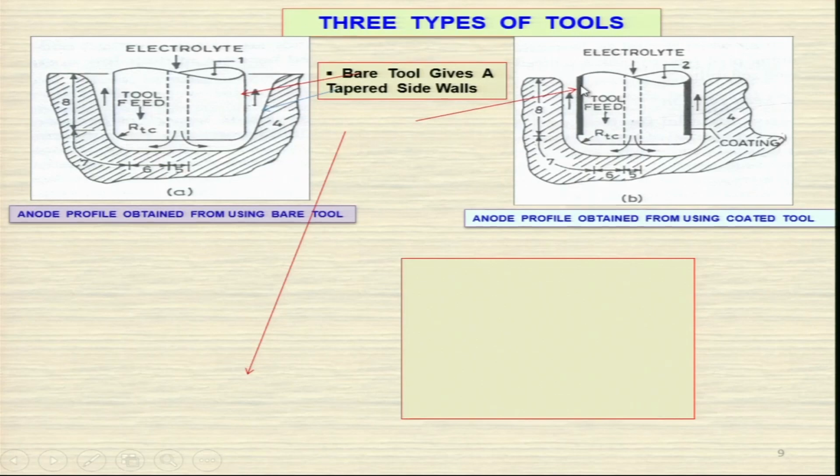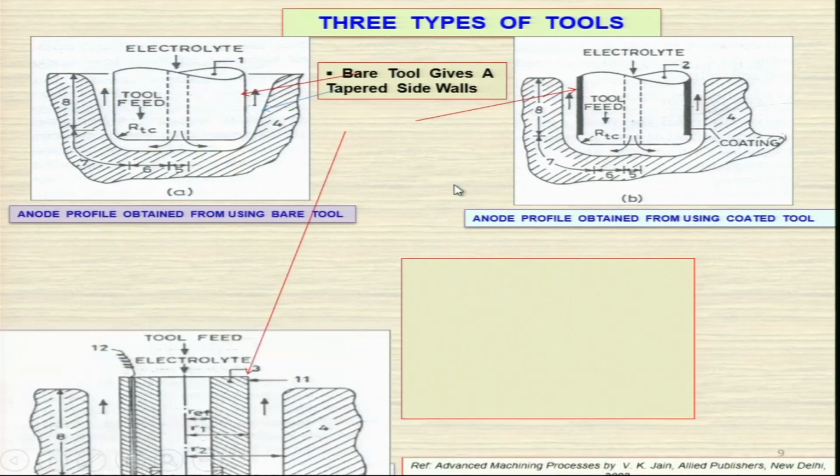These are the tapered side walls, and here is the coated tool. That means if you coat the sides of the tool, then no current will flow because it is non-conducting. So, no current will flow from here to the workpiece and no machining will take place, and you can see the effect. This side of the drilled hole is more or less straight. So, that means here the inter-electrode gap is more or less constant. This is the difference if you are using the coated tool.